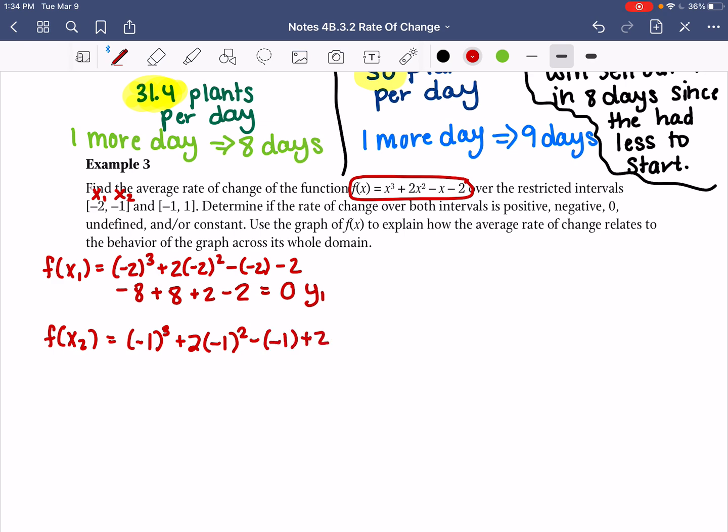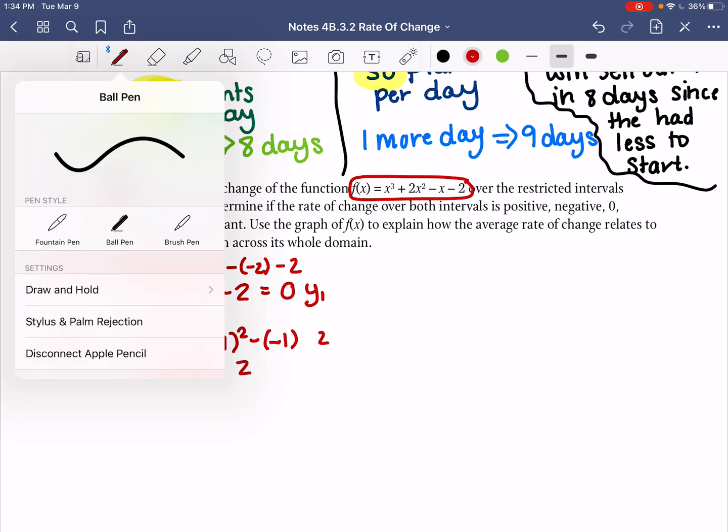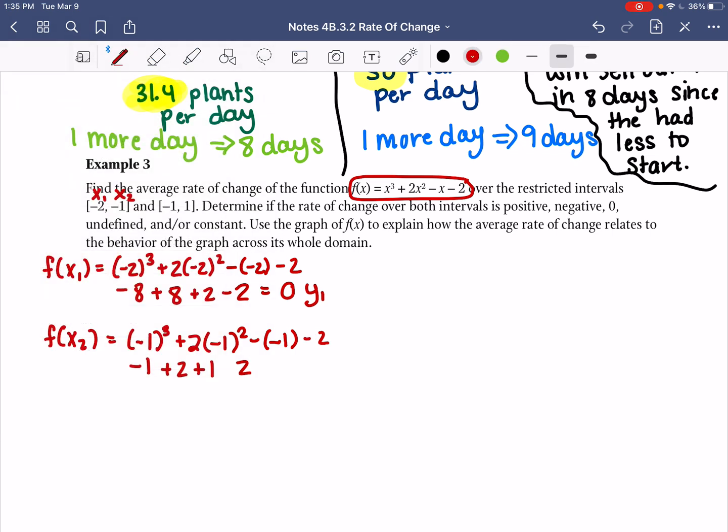So -1 cubed, -1 times -1 times -1, is -1. 2 times -1 squared. -1 squared is 1. 1 times 2 is 2. Subtract a -1, that's +1, and plus 2. So -1 plus 2, 1. Oh, it's a -2 right here. I made a typo. This should be a -2. And that is equal to 0, so that's y2.